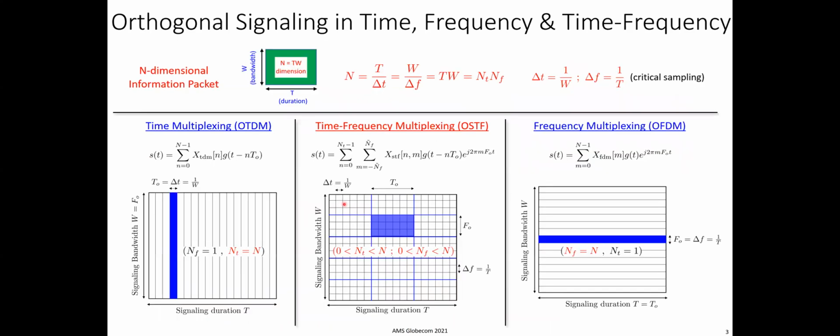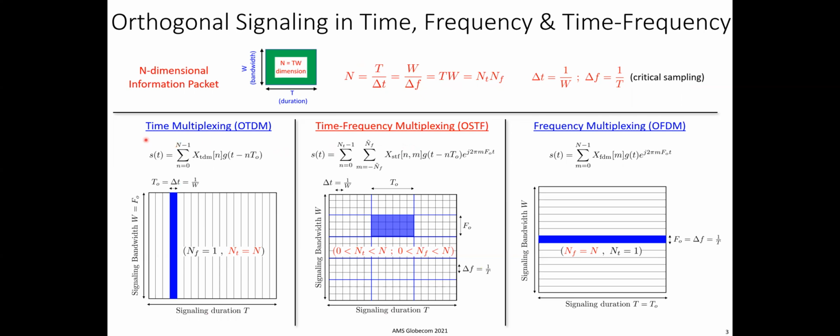So let's review orthogonal signaling in time and frequency. We have an n-dimensional information packet with duration T and bandwidth W. Dimension is N equals TW. These dimensions are related to the critical sampling in time, which is 1 over the bandwidth, and critical sampling in frequency, which is 1 over the duration. If you take these samples over time or frequency, you get TW. We also relate these to Nt and Nf, which are the multiplexing parameters.